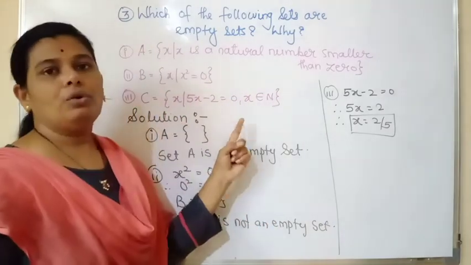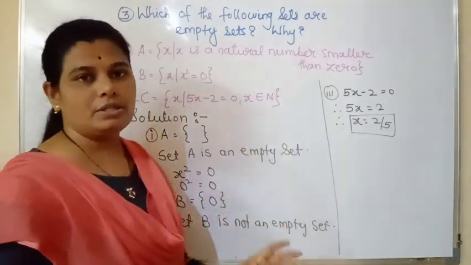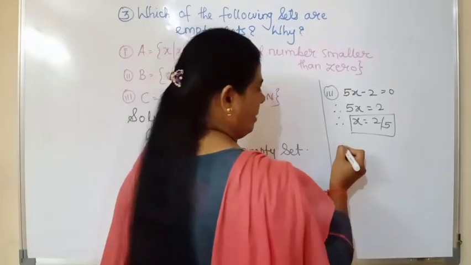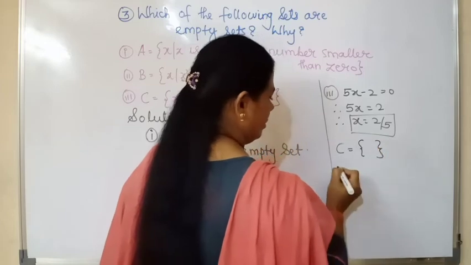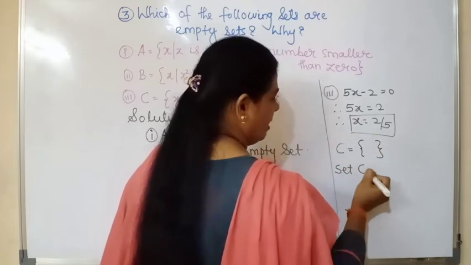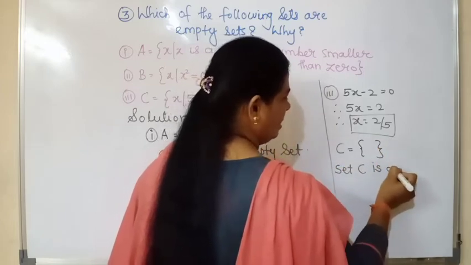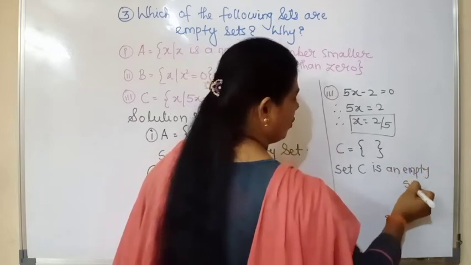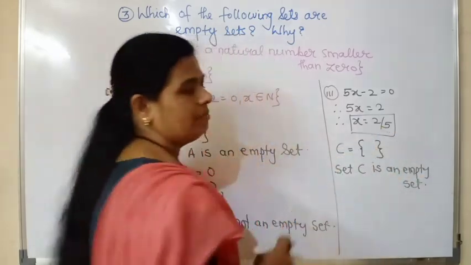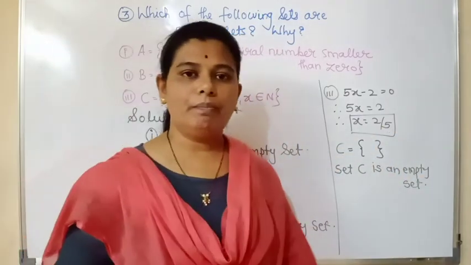So set C, no element will be there in the set C, so it is an empty set. So C equal to empty set. So we will write here the statement that set C is an empty set. Why is it an empty set? Because 2 upon 5 is not a natural number.